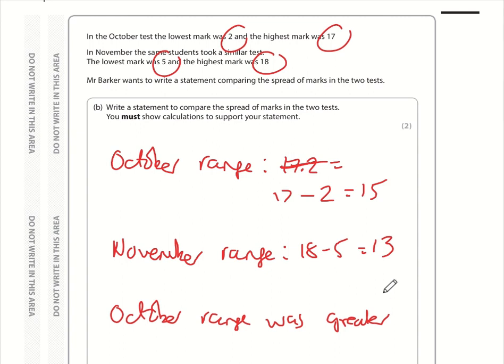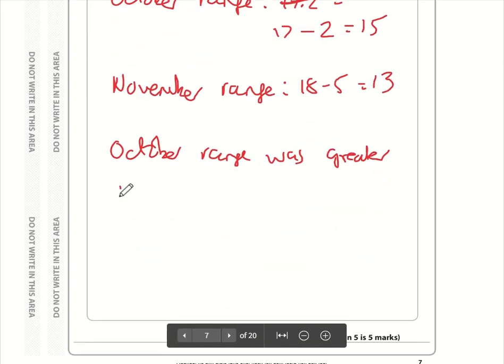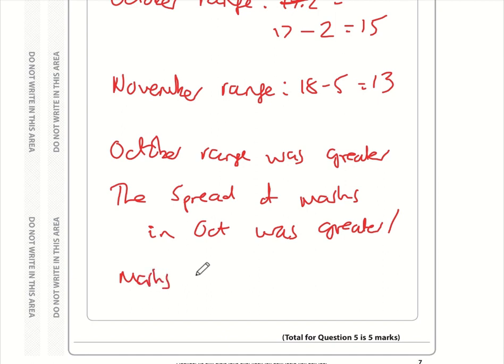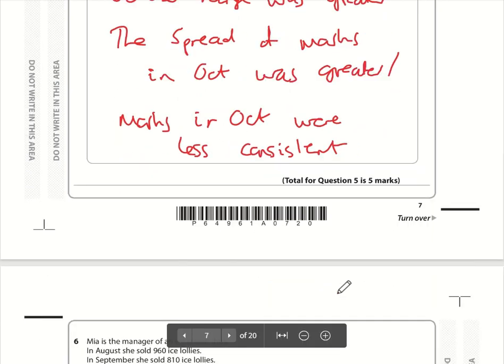And what does that mean? So therefore the spread of marks in October was greater. And we could also say marks in October were less consistent. So whenever you're seeing questions that involve the range, or whenever you see questions about consistency, that means it's linked to the range. The greater the range, the less consistent. The smaller the range, the more consistent the marks.